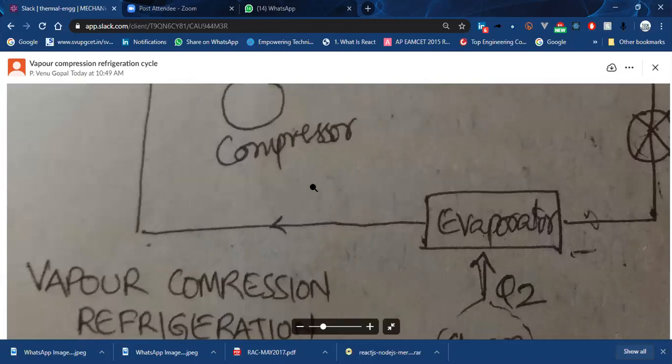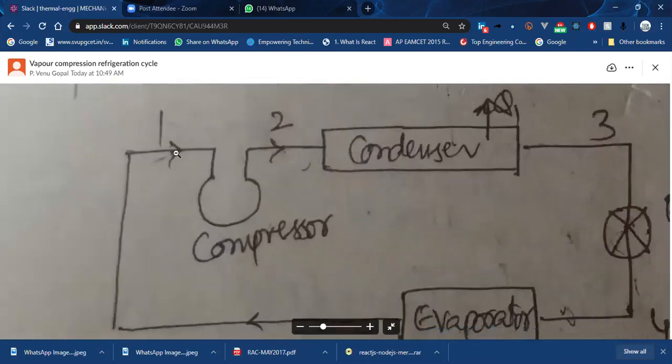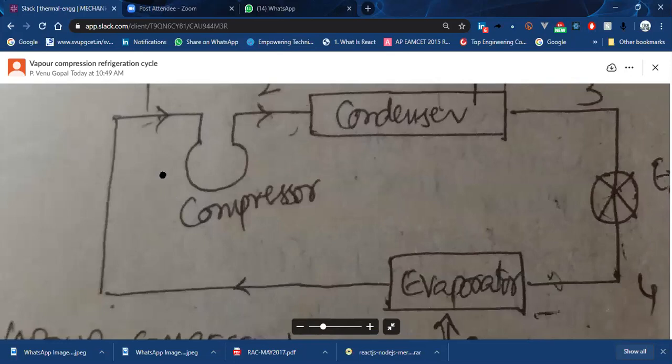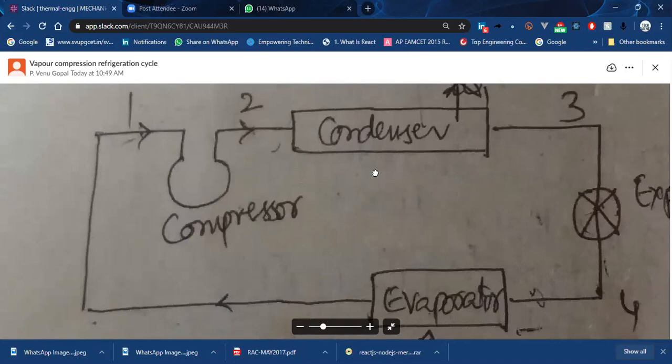So it becomes vapor. So that vapor ammonia or vapor refrigerant will be sent to the compressor once again. So that is how the compressor is getting vapor form of refrigerant, right? So that is a complete cycle. That means again the compressor will compress the vapor refrigerant, and that compressed refrigerant will be sent to the condenser. So like that the cycle goes on. So this is the complete cycle of this vapor compression refrigeration cycle.